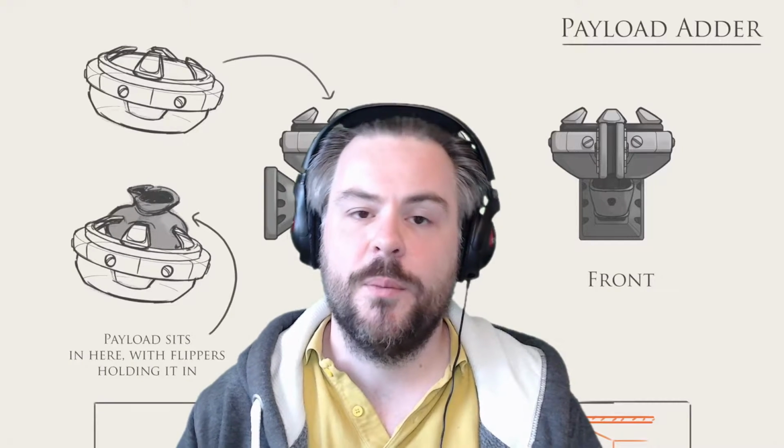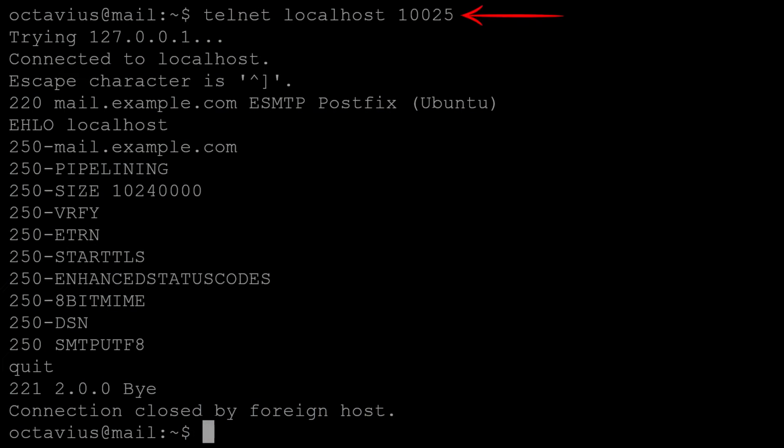We can do a similar thing on the Postfix end. We can telnet into 10,025. We can do the same thing here. You're looking for initial response code of 220, and the LO verb should respond with a load of 250s.